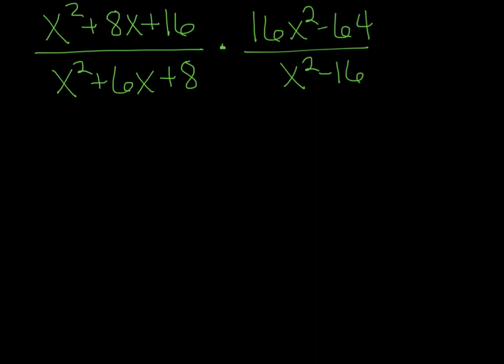Okay, now here's one that you do have to factor. We have x squared plus 8x plus 16 here. Two things that multiply to get 16 that add to get 8 would be 4 and 4, so x plus 4 and x plus 4.